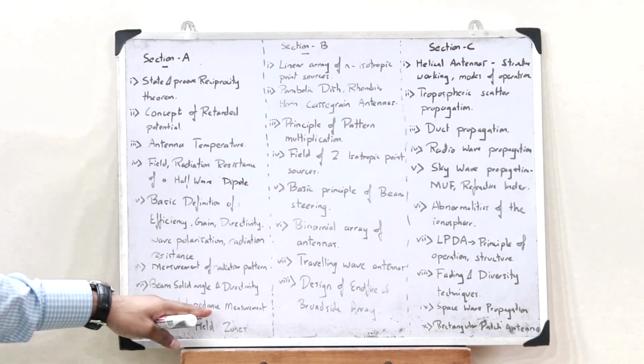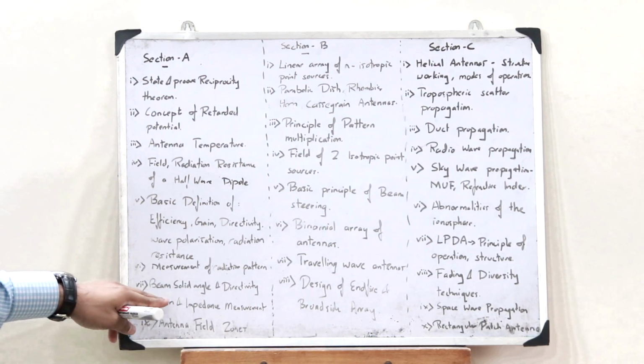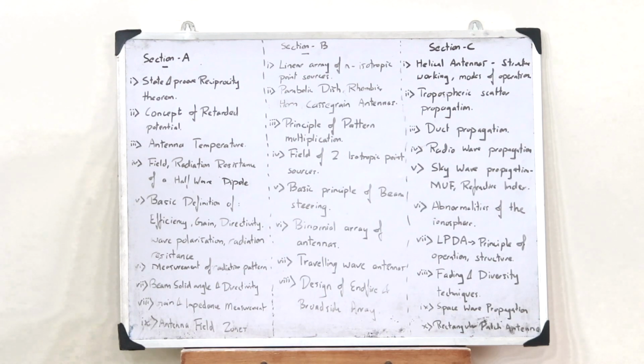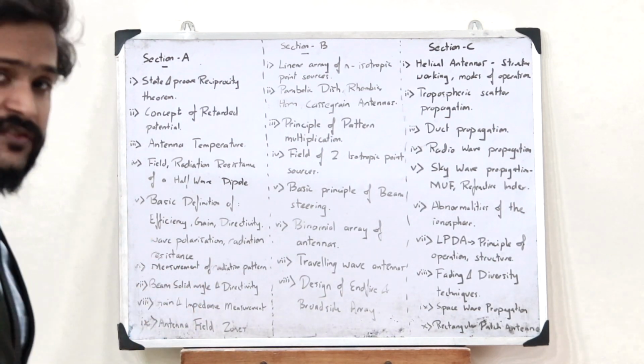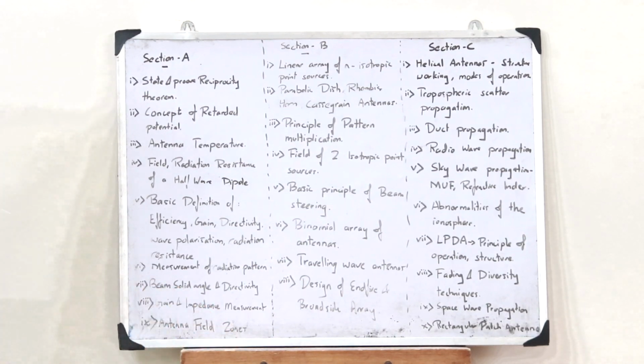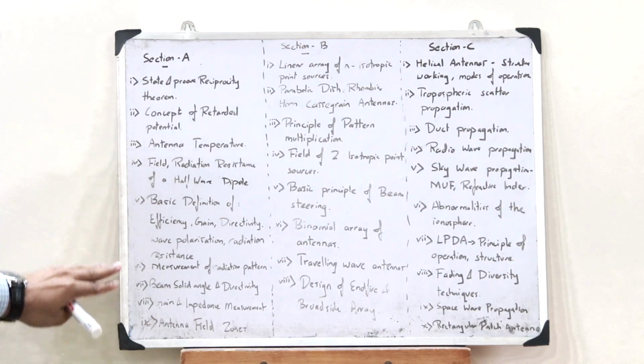Then the gain and the impedance measurement. I've done this as two separate videos. One is for the measurement of gain and the other one is the measurement of the impedance of a particular antenna. If you guys haven't checked that out, please do check it out. And then finally, the various antenna field zones. So these are the must-go topics. You must never skip these topics.